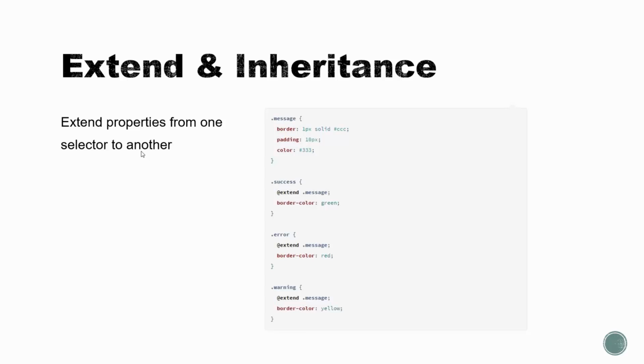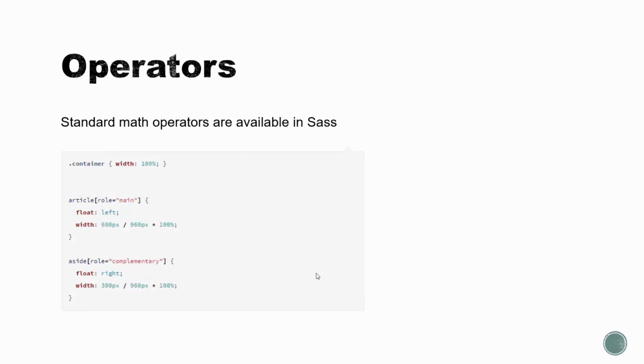We also have extending and inheritance, so we can extend properties from one selector to another. In this example we have a message class that has a border, padding, and color, and then we have a success which we want to have all the same stuff, we just want to add an additional color. So we can actually extend message here and include everything, and then just add an additional border color. We do the same thing with this error and warning.